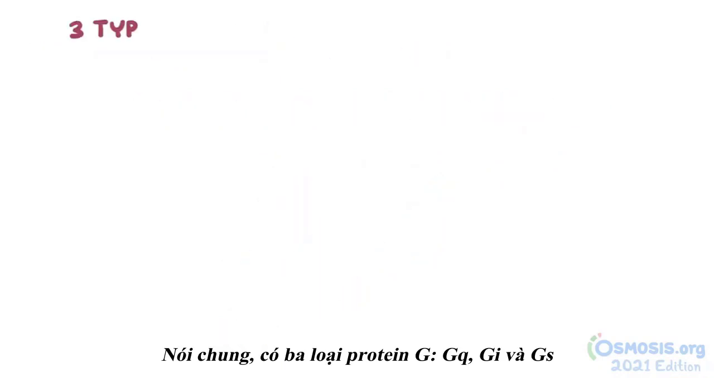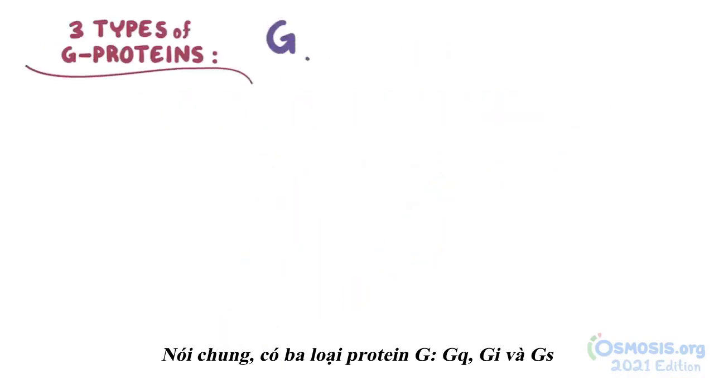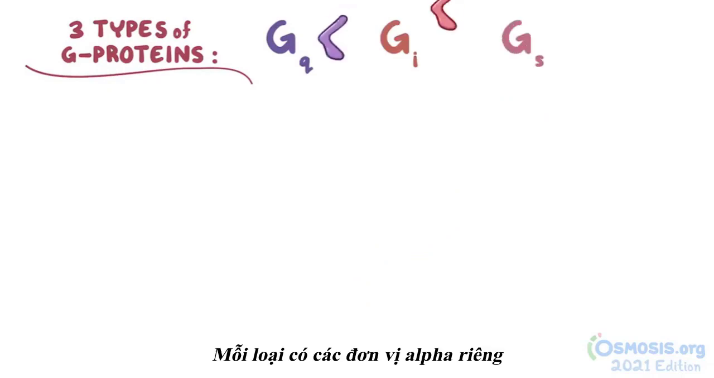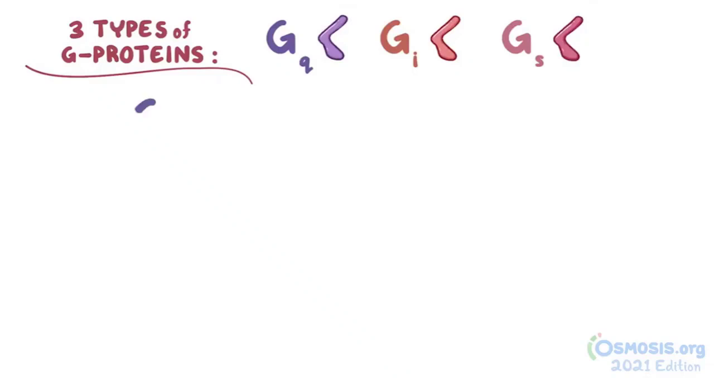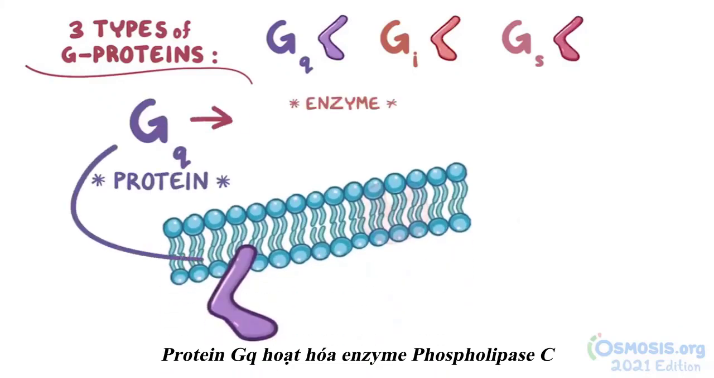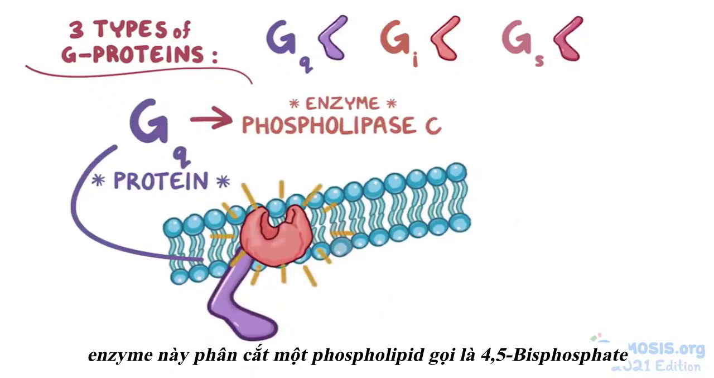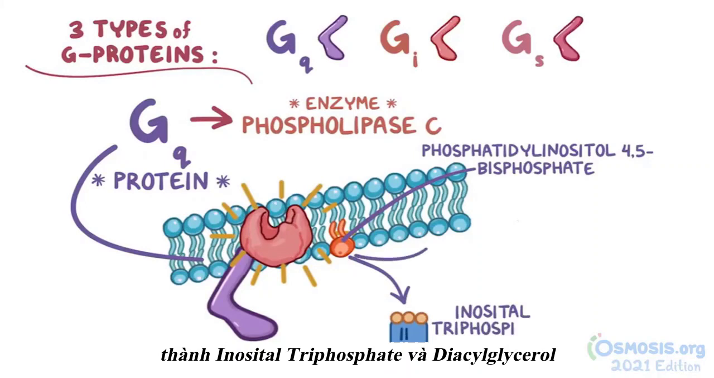Broadly speaking, there are 3 types of G proteins: GQ, GI, and GS. Each type has its own kind of alpha subunit. The GQ protein activates the enzyme phospholipase C, which cleaves a phospholipid called phosphatidylinositol 4,5-bisphosphate into inositol triphosphate and diacylglycerol.